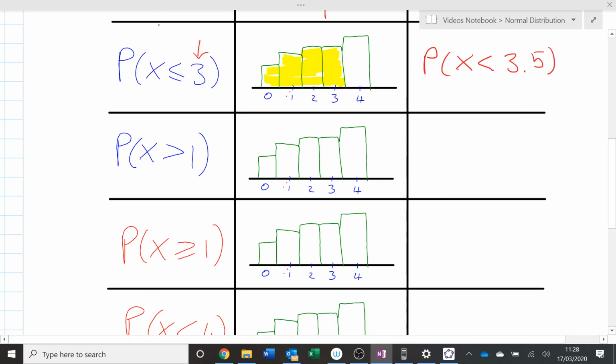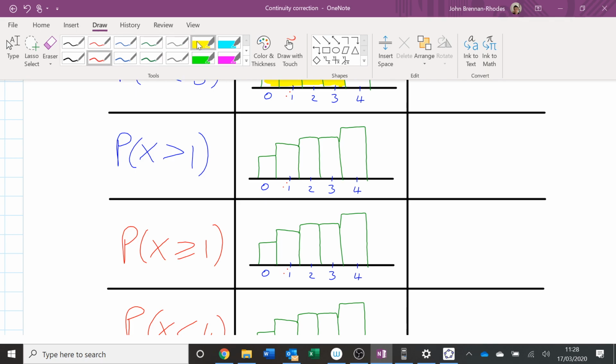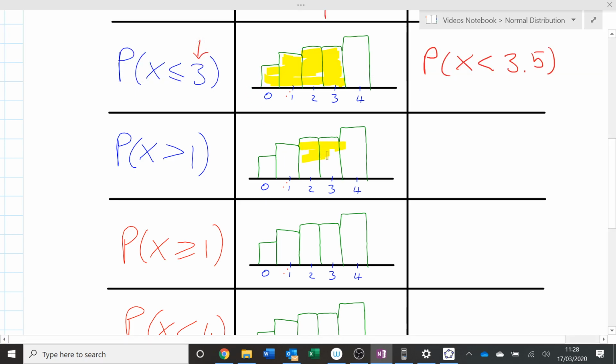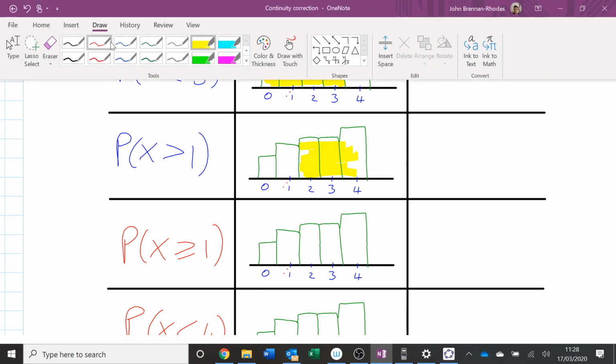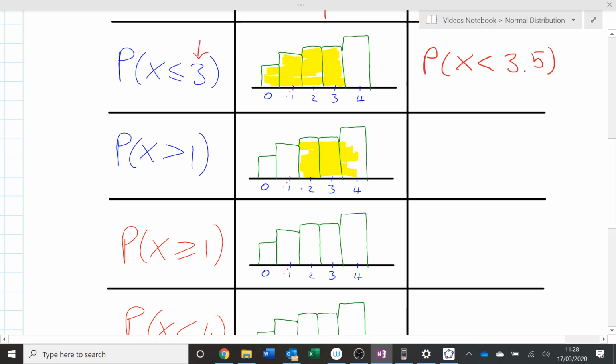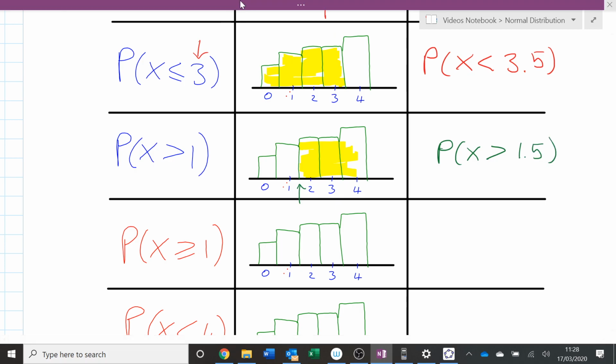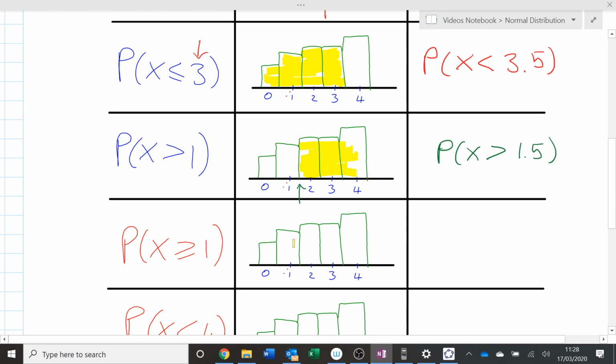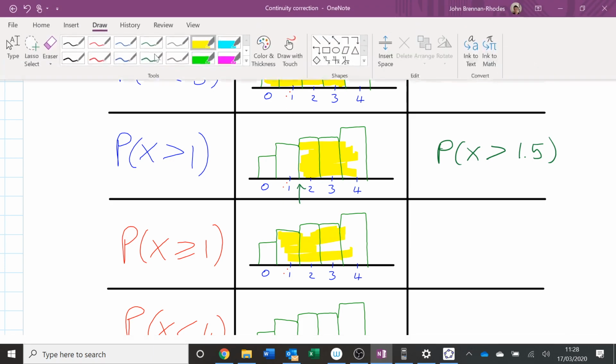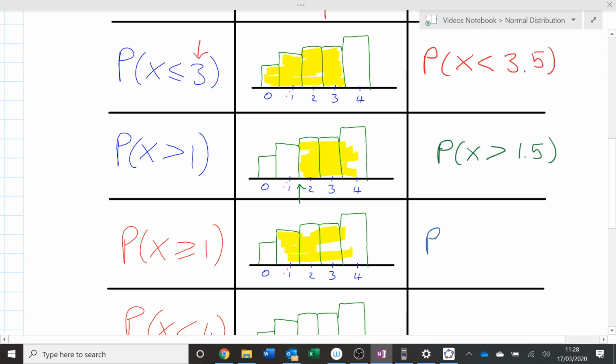Do a couple more. Greater than 1 on binomial is going to be this stuff and above. So looking at it now, I'm going up to here. So this time I'm going to say that that would continuity correct to greater than 1.5. Greater than or equal to 1: I'm going to include 1 and go above. So this is going to become the probability of x is greater than 0.5.